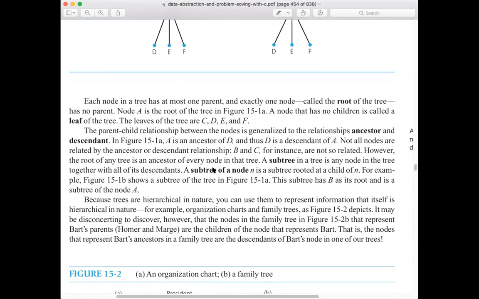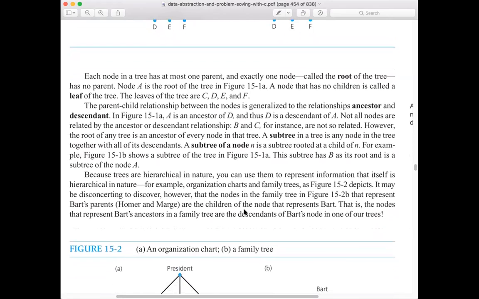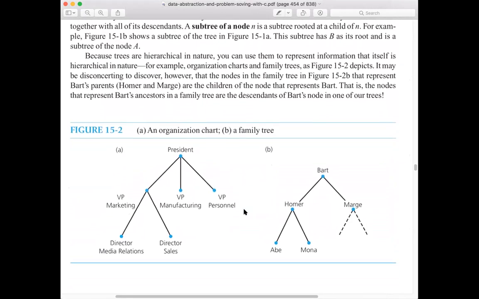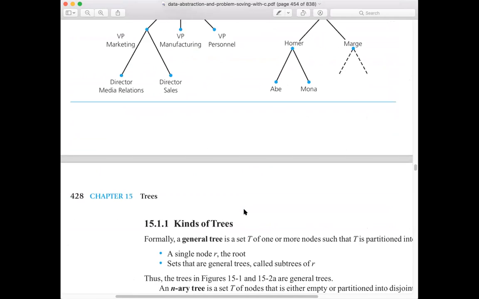I'm looking for the bold text here to see what we need to talk about. We're not going to worry about that.